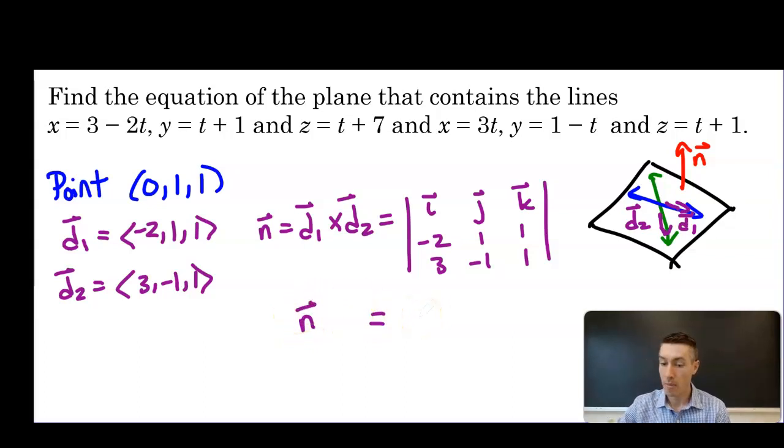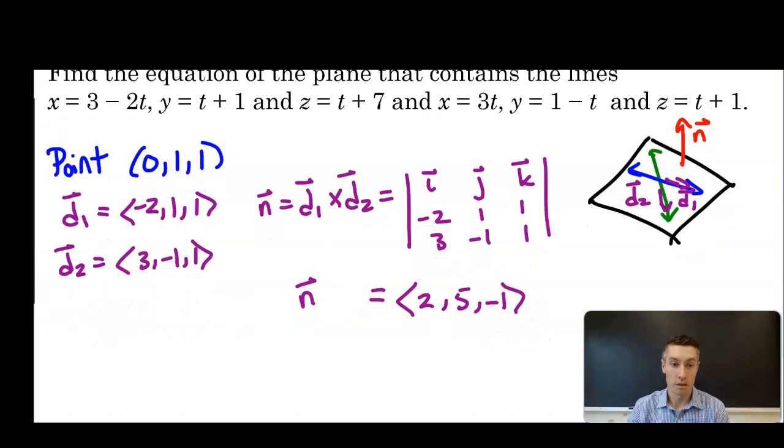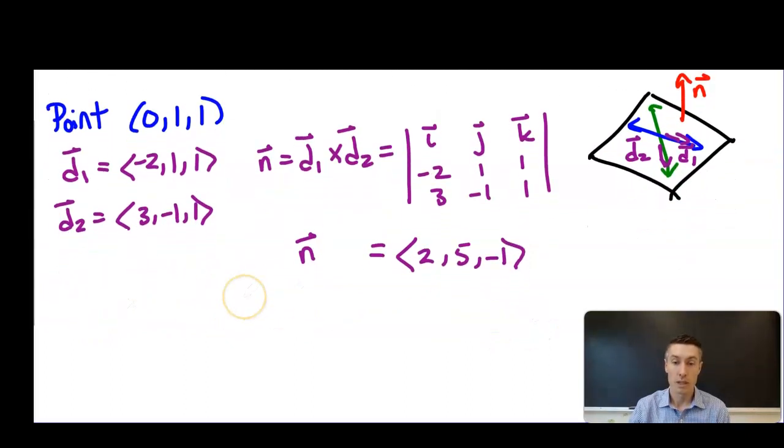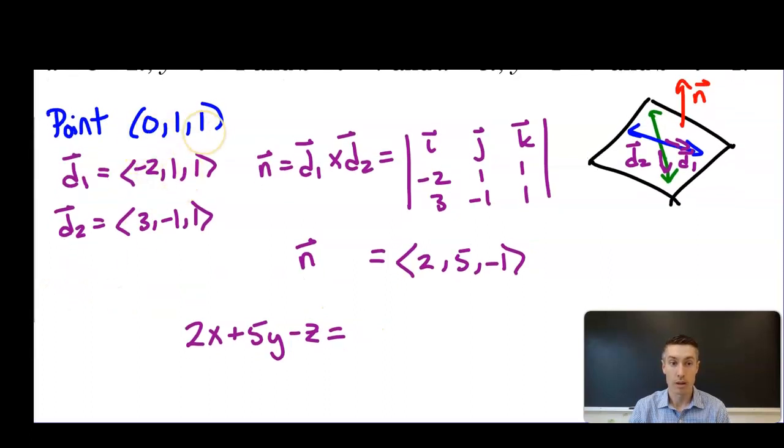Okay, so looking at my work here, the normal vector is 2, 5, negative 1. So using that last method I talked about, 2x plus 5y minus z equals, if we were to plug in the point 0, 1, 1, we'd get 0 plus 5 minus 1, so that's equal to 4.